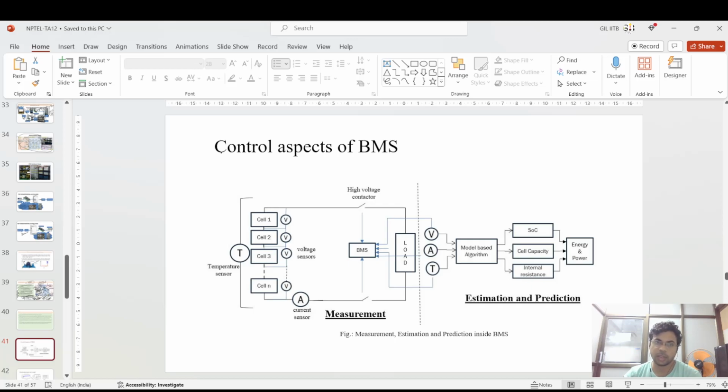So there are four revision topics I have put here. The first is the control aspects of the BMS, because if you have a battery pack, you must have the BMS also.